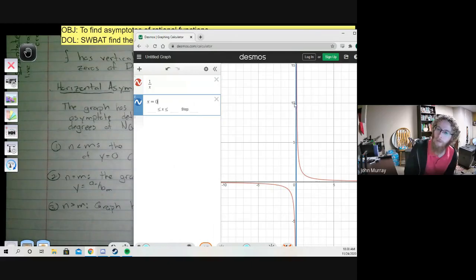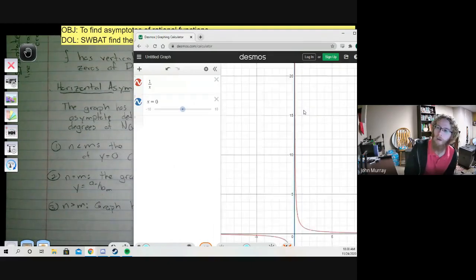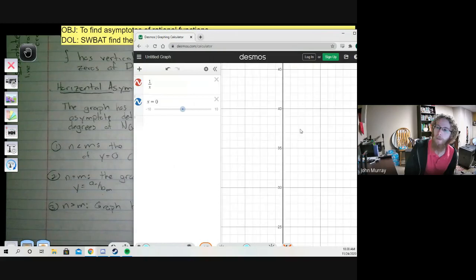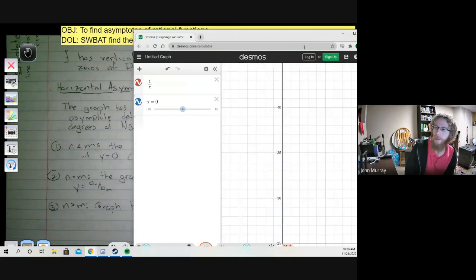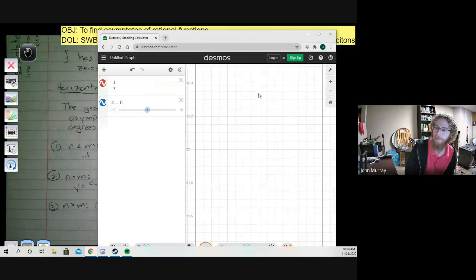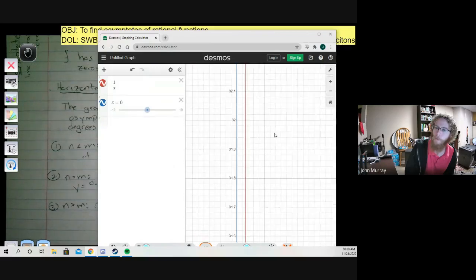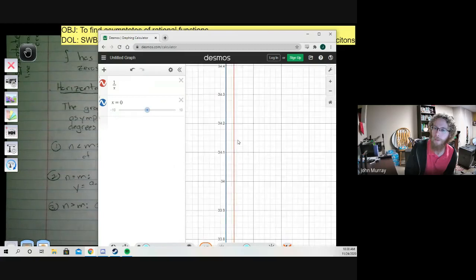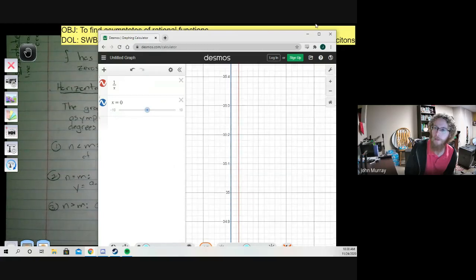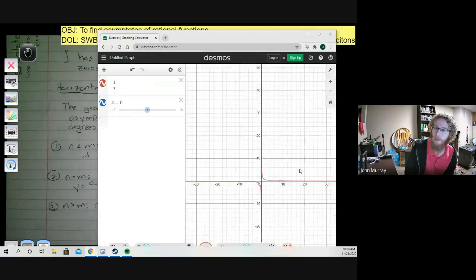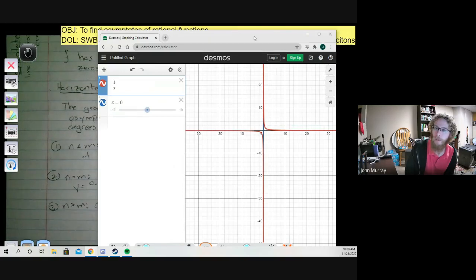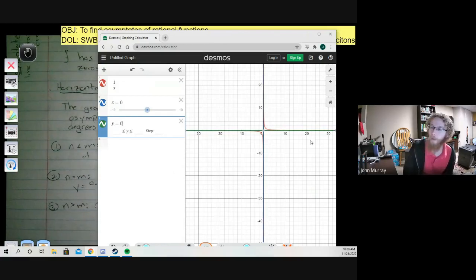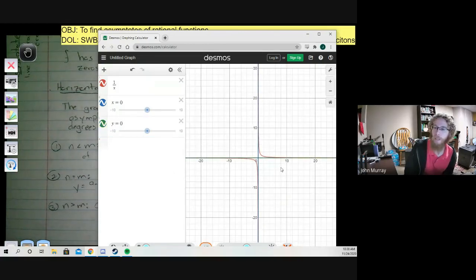So this blue line, my graph's not going to cross that. No matter how far I go up, they may look like they intersect, but if you zoom in all the way, they will never touch. It'll get closer and closer. You can see it's slowly getting closer, but they will never intersect. Same thing for our horizontal asymptote here, the line y equals 0. That green line, our function will never cross.